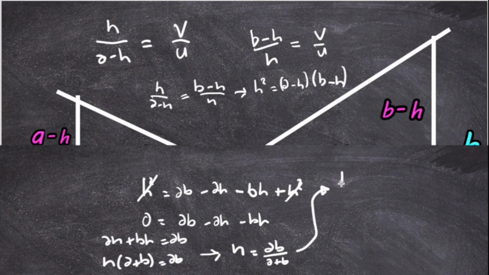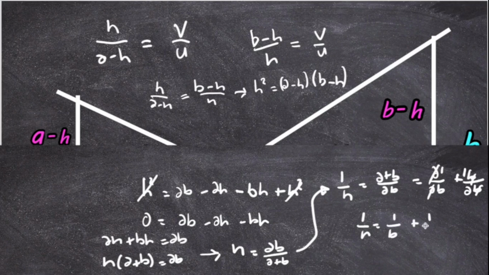If we take 1 over h, that must be equal to a plus b over ab, but that can be split into two fractions in this way: a over ab plus b over ab. The a's cancel on the first number, leaving us 1 over b, and the b's cancel on the second number, leaving us 1 over a. So 1 over h equals 1 over b plus 1 over a, or 1 over a plus 1 over b. And that's exactly what we're aiming for. We proved that the height can be given by 1 over h equals 1 over a plus 1 over b.